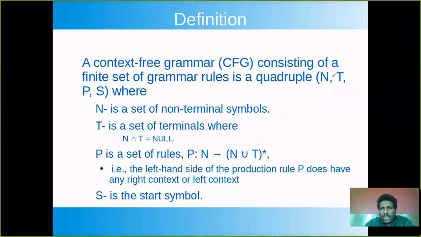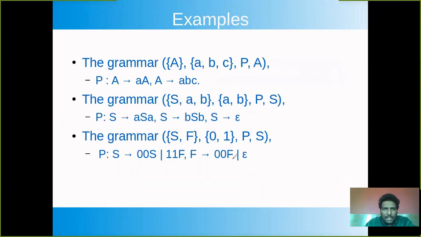N, T, P, S. We usually call it NTPS, where N is the non-terminals, T is the terminals, P is the production and S is the start symbol. Okay, only four things are there. Here NTPS we define very clearly. S is the start symbol, and we will know more about this in the further coming slides.